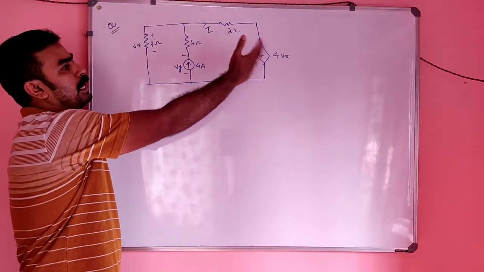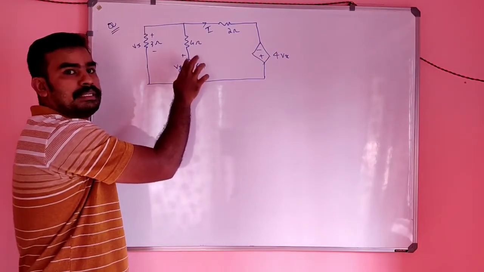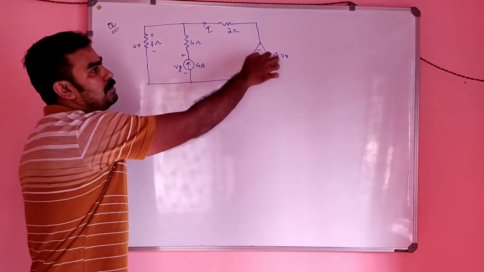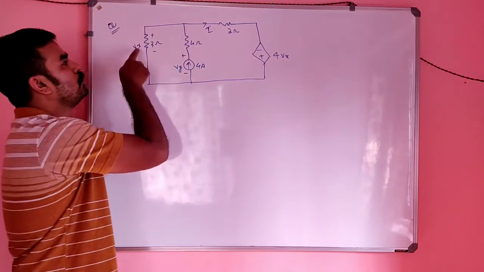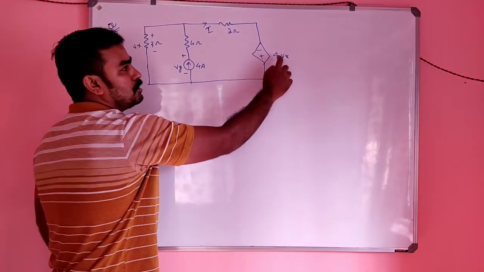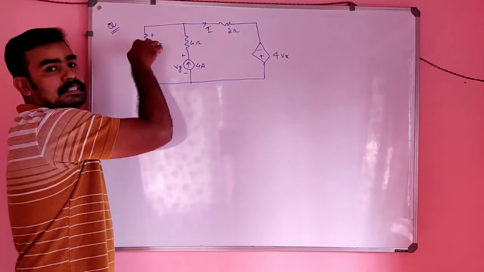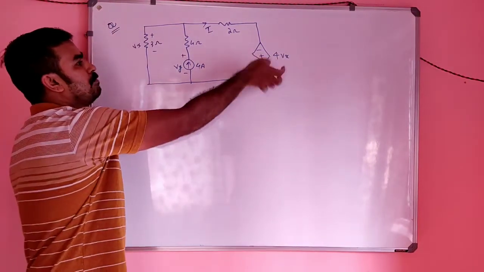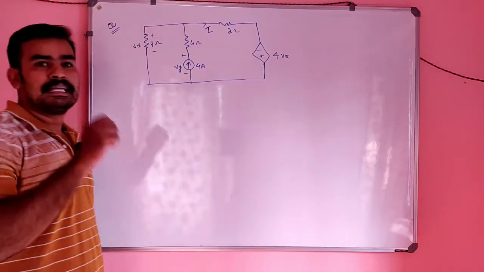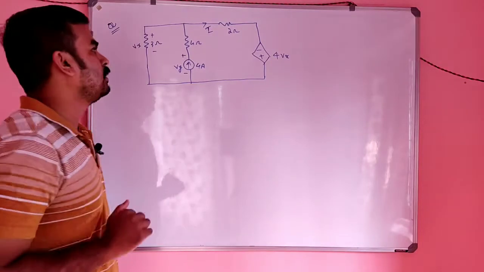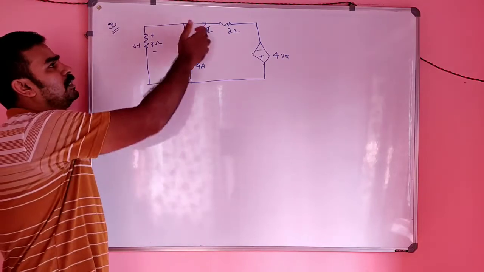Certain parameters as well as voltage drops are given. Certainly this will be the independent current source and this will be the dependent voltage source, and that voltage is dependent upon the voltage across the resistance Vx. That is why it is written as 4 into Vx. Vx is nothing but the voltage across this 3 ohm. So it is dependent upon the voltage drop across this 3 ohm. That is why it is called the dependent voltage source. Is it clear? Now we have to find the value of I.